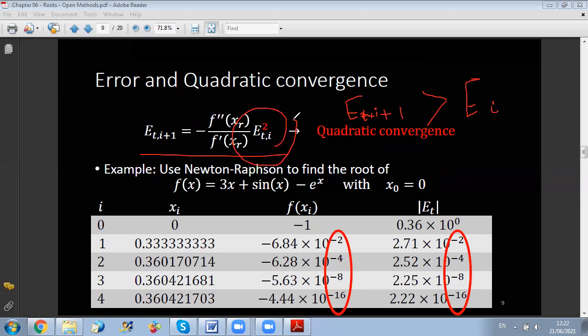The good thing about the bracketing method is that convergence is guaranteed, even if it is linear, meaning slower, but guaranteed. While in the open methods you have this relation, which has a positive effect in case I have a convergence trend, it will be very fast. But if I have divergence, it can also be very fast. So I can have divergence in Newton-Raphson, while in the bracketing method I cannot have divergence.